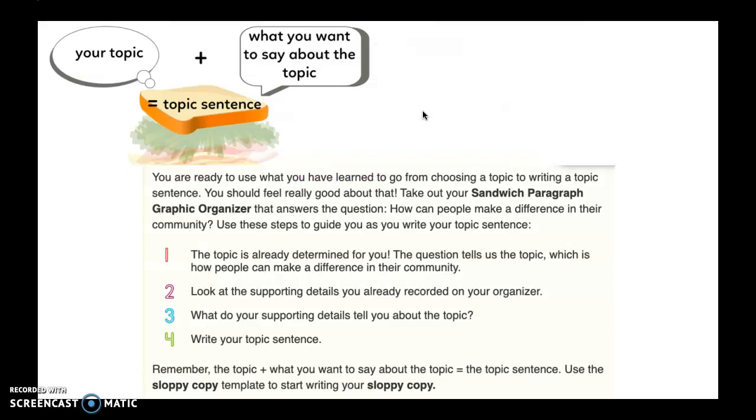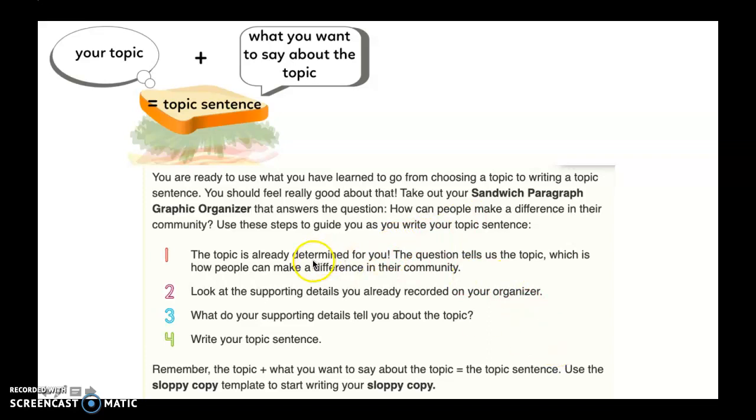So next, we moved on to the topic sentence. You are ready to use what you have learned from all the lessons you did. I'm not going through each lesson, I'm just taking the chunks out. So now you're ready to write a topic sentence. You should feel good about that. So take out your sandwich graphic organizer that answers the question, how can people make a difference in their community? Use these steps to guide you as you write your topic sentence.